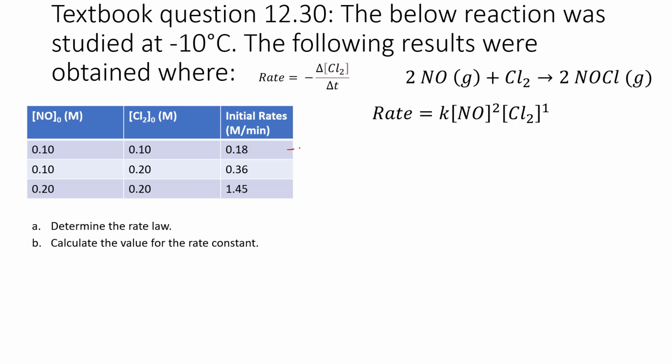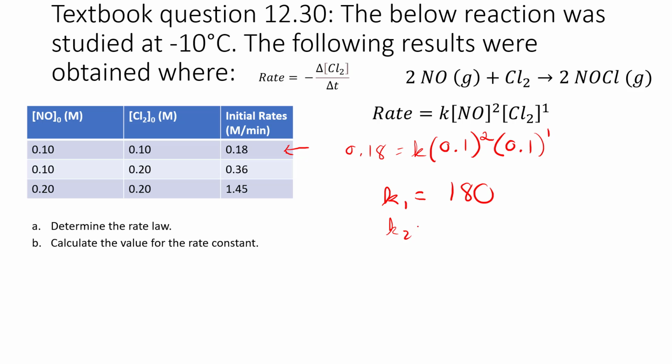And so if I look at this one here, I've got my rate, which is 0.18, equals k times 0.1 squared times my chlorine, 0.1 to the first. And whenever I do that, I end up with k, and this is from trial 1, so I'll just give it a subscript, equals 180. If I were to do this for k2, I would get 180. And if I did this for k3, I would get 181.25. There's a little real life for you.